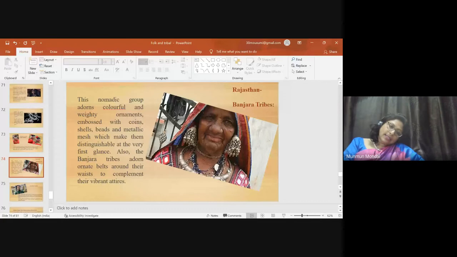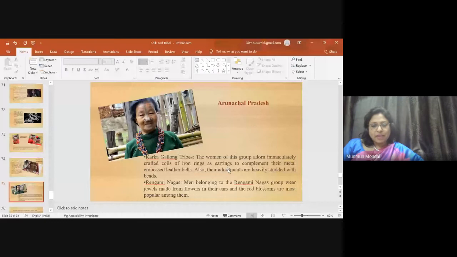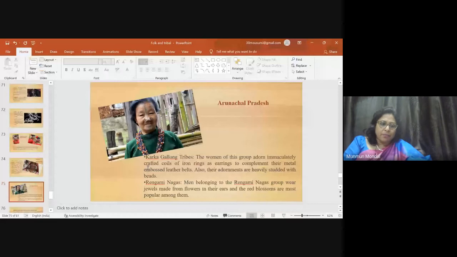Karakalam tribes are very famous for their traditional jewelry. The women of this group adorn crafted coils of iron. You can see coils of iron rings as earrings, to complement their metal embossed leather bands. Bands are leather, but they are using iron coils for their earrings, and their adornments are heavily studded with beads. In Arunachal Pradesh, I have seen, not only Arunachal, Meghalaya and Mizoram also, the use of beads is very important. And there are different taboos and different totems associated with this.